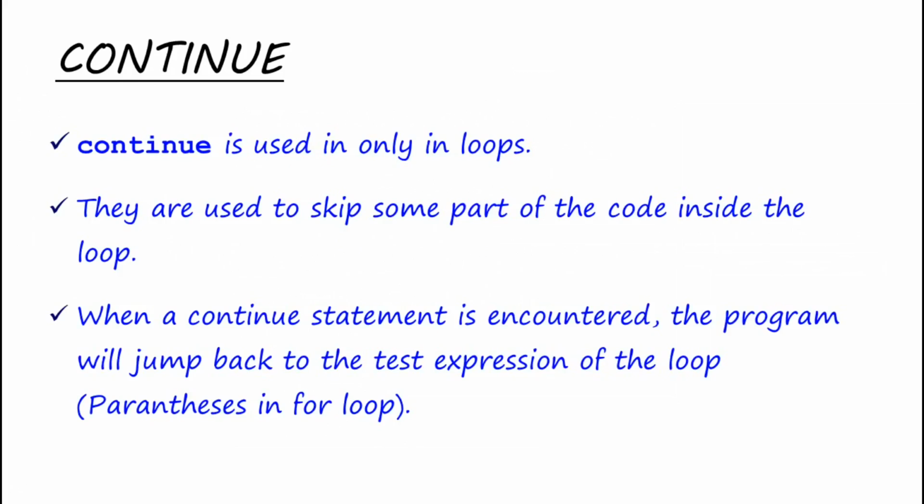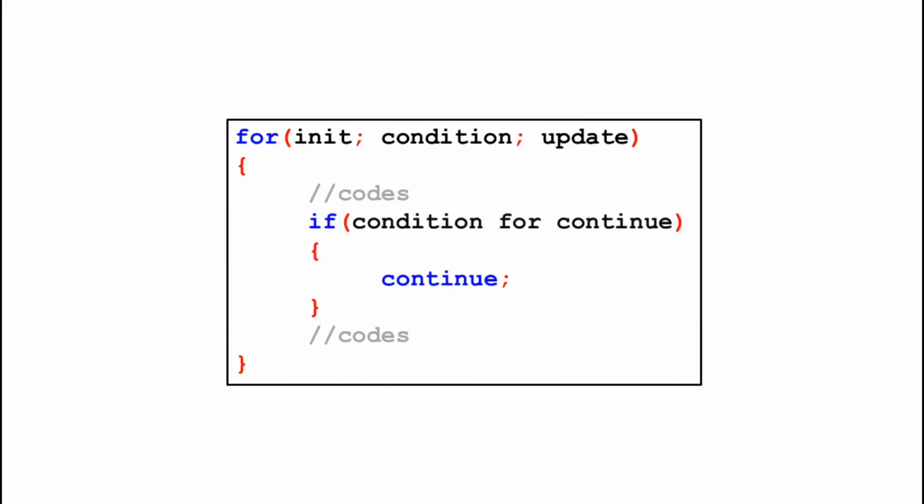Now after break, we have continue. Unlike break, continue is used only in loops. It is used to skip some part of the code inside the loop. When a continue statement is encountered, the program will jump back to the test expression of the loop. Let's clarify it through an example.